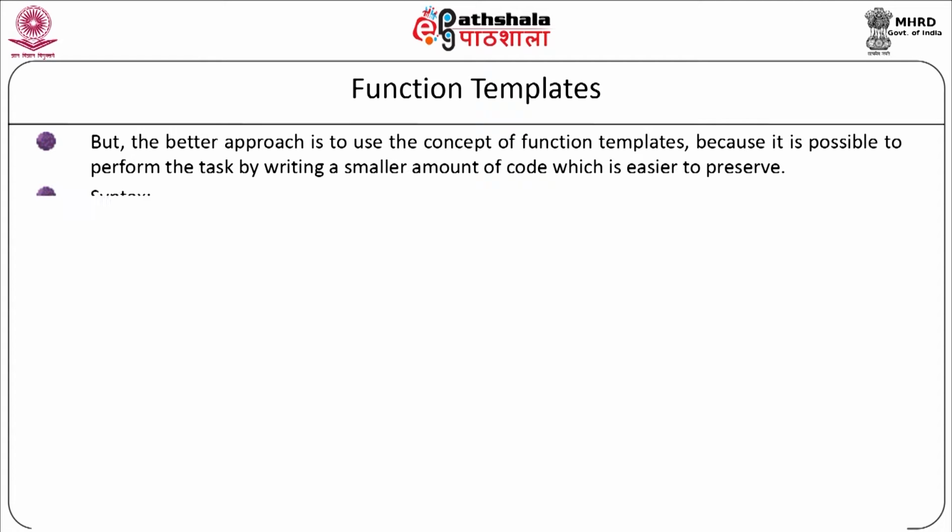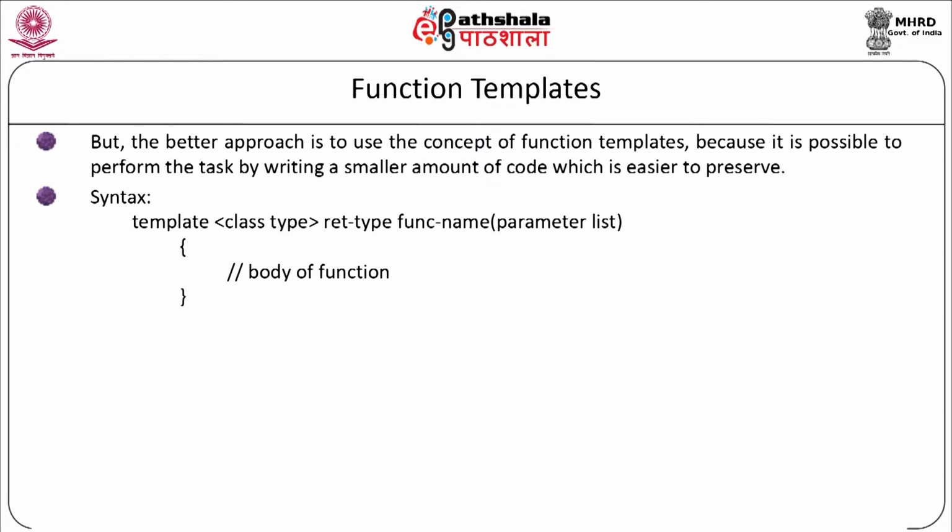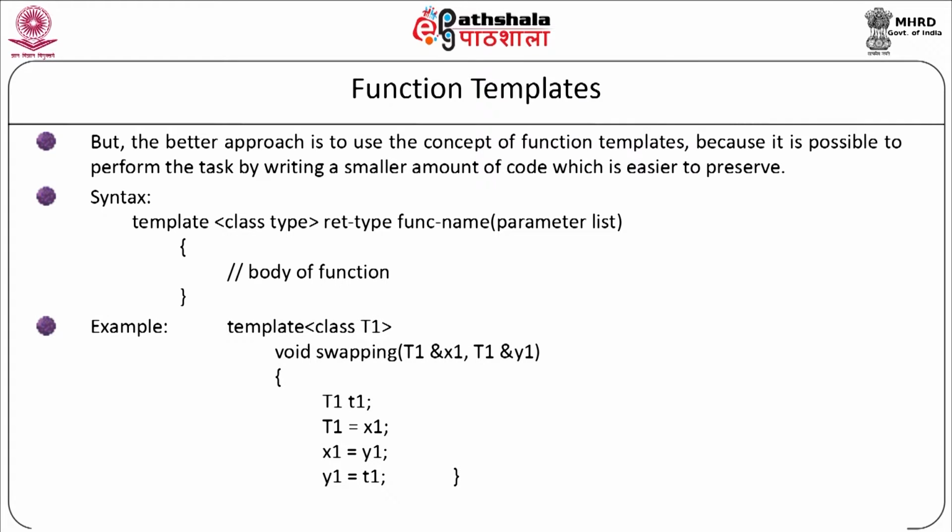Now let us see the syntax to declare the function template. The syntax will be: template, in angular brackets class type, return type, function name, in brackets the parameter list, and the body of the function in curly braces. Example: template <class T1> void swapping(T1 &x1, T1 &y1) { T1 t; t = x1; x1 = y1; y1 = t; } end of the function. Now, as you can see here, this is a swap function which can swap the values of any data type.